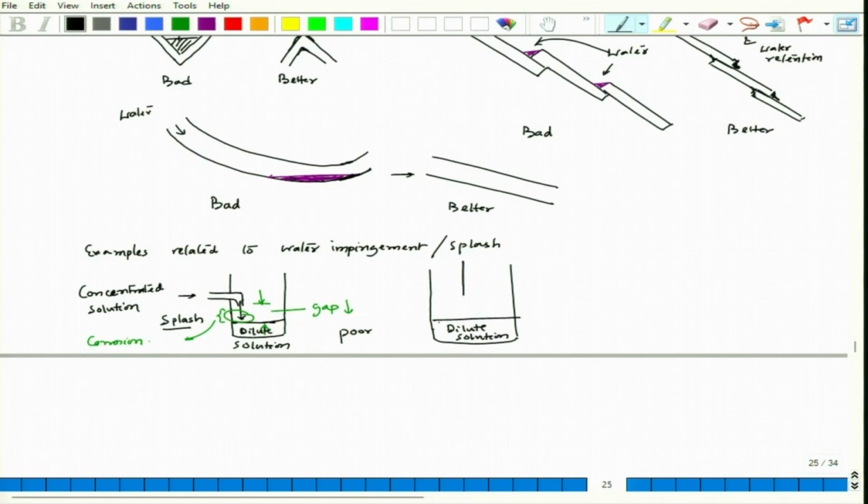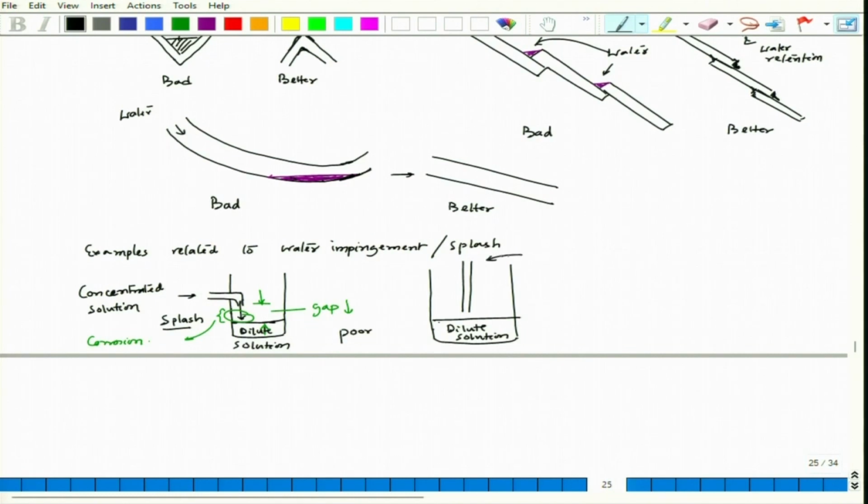So, we can have a pipeline, and that pipeline would be sitting very close to the dilute solution layer, the top layer, so that the splash is minimum. At the same time, this particular pipe system should be at the center part of it.